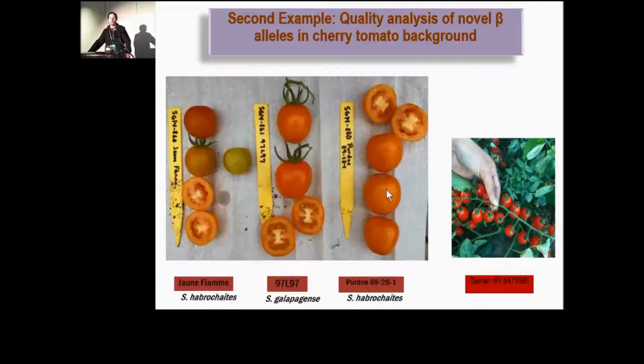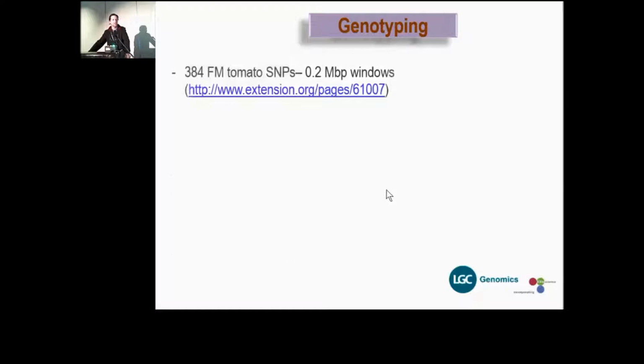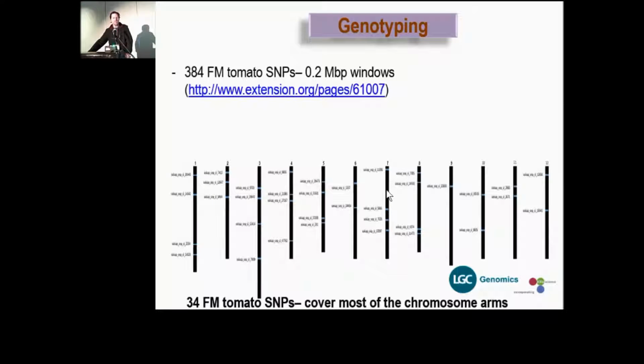Okay, so the second example I'm going to go through really quickly here had another student that came into the lab who was more interested in quality, and she wanted to work with this high beta-carotene material in a grape tomato background. Okay, and so Eka basically took the same approach, and what she did is she worked with a set of SNPs that had been optimized for use in fresh market backgrounds, and this was the first set of SNPs that LGC made available publicly.